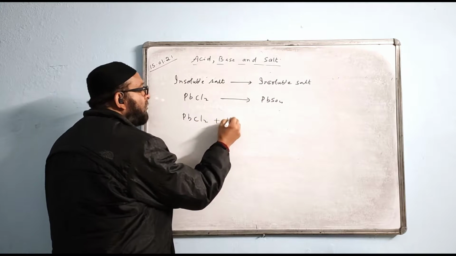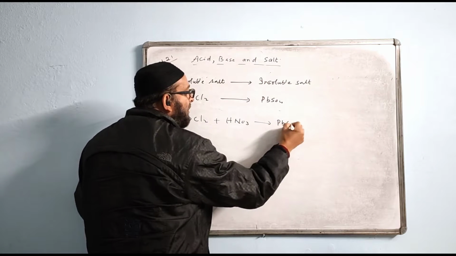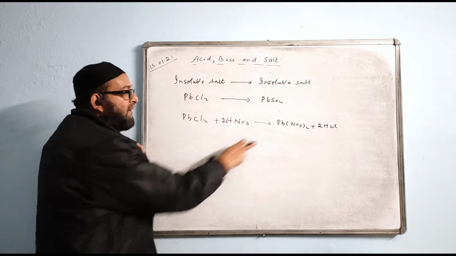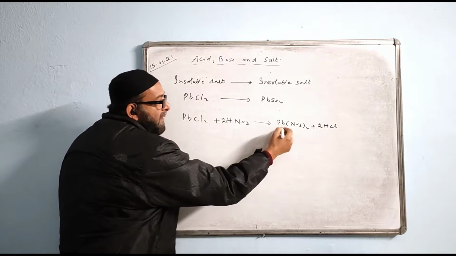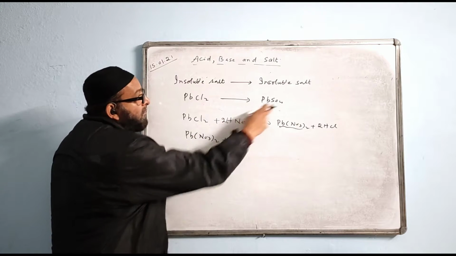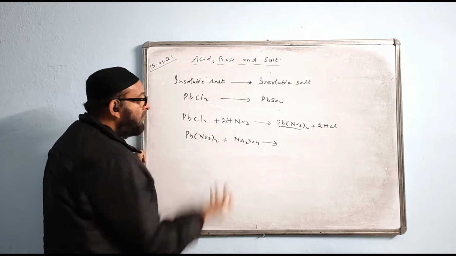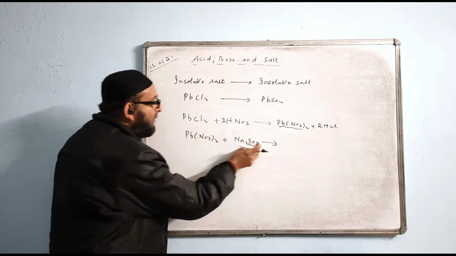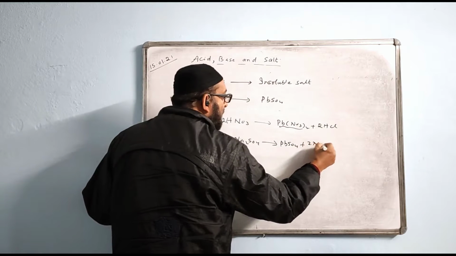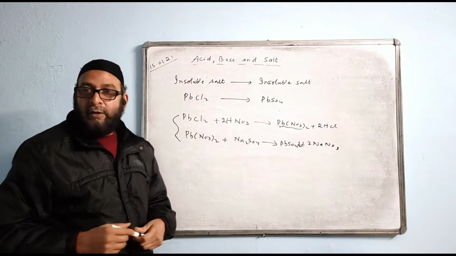We do it like this. PbCl2 plus HNO3 gives Pb(NO3)2 plus 2HCl. Put 2 here. This is the first step; we are forming nitrate. Now we take lead nitrate and go for the double decomposition method. Plus we want SO4, so take Na2SO4, or we can take potassium or ammonium. Now double decomposition: you get PbSO4, and you get 2NaNO3. This is very simple. In two steps only you can do it; you cannot do it in a single step.